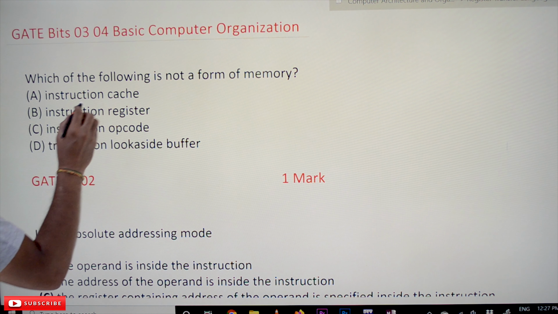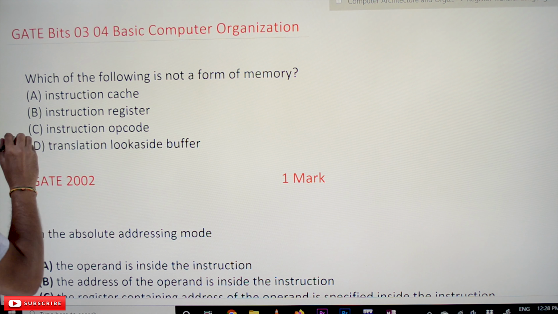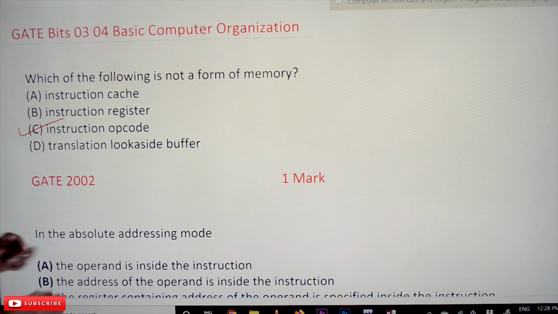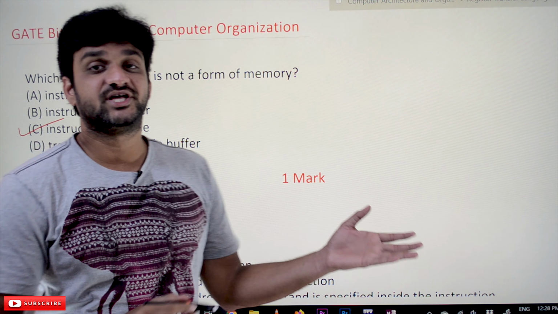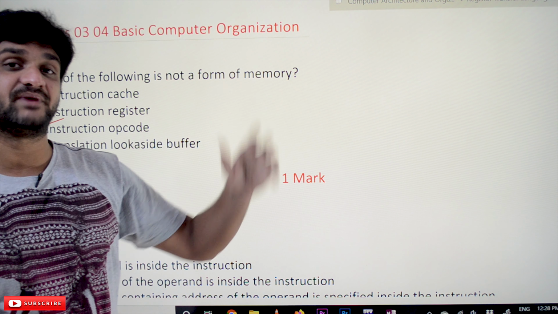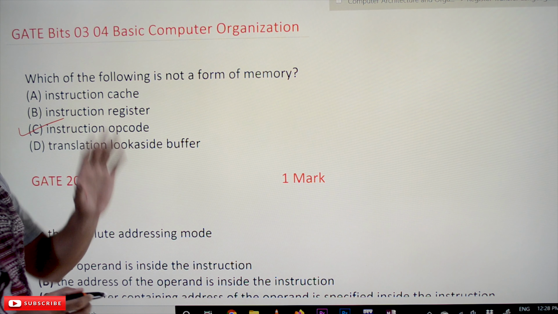This is the right option, so the answer is going to be C. The fourth option is translation lookaside buffer. It is nothing but the cache memory. This concept we are going to understand in our memory management. So the translation lookaside buffer is a cache memory.